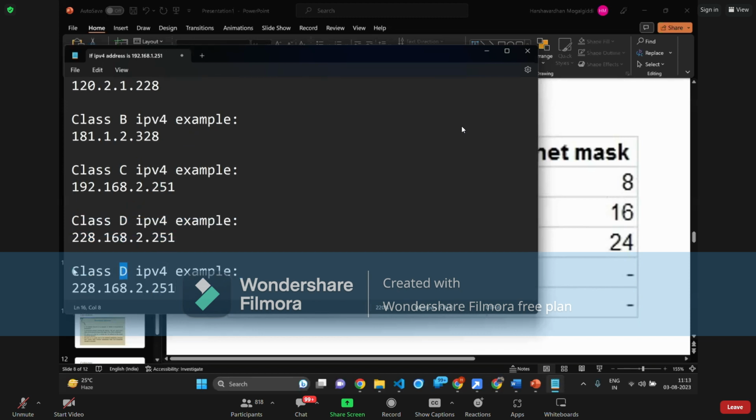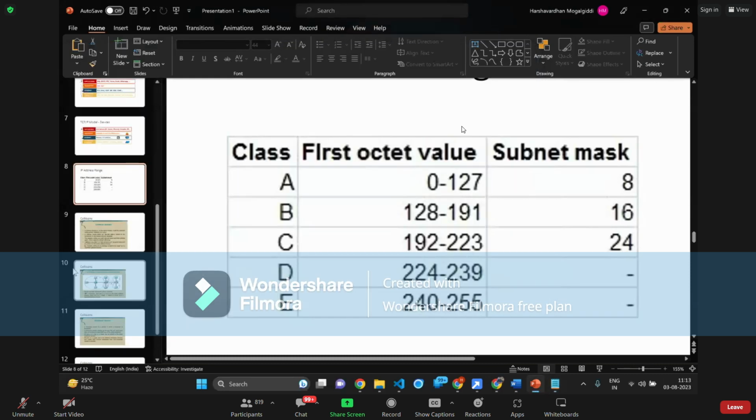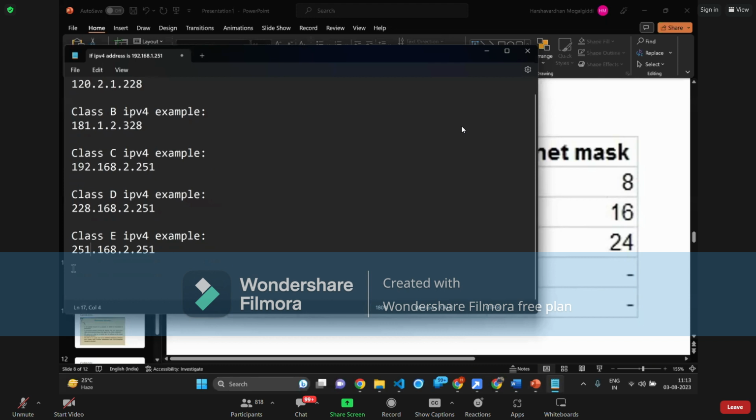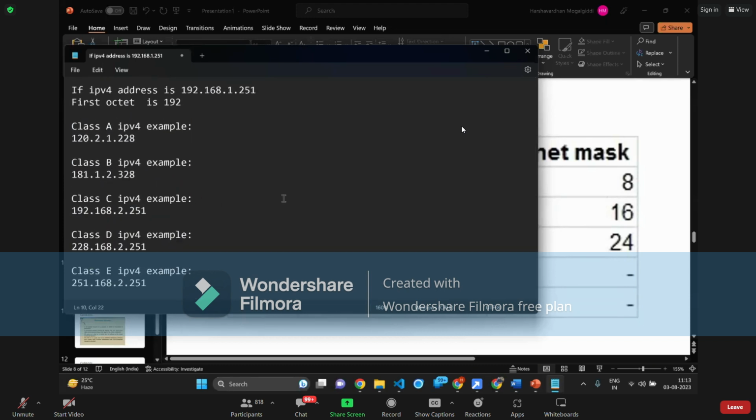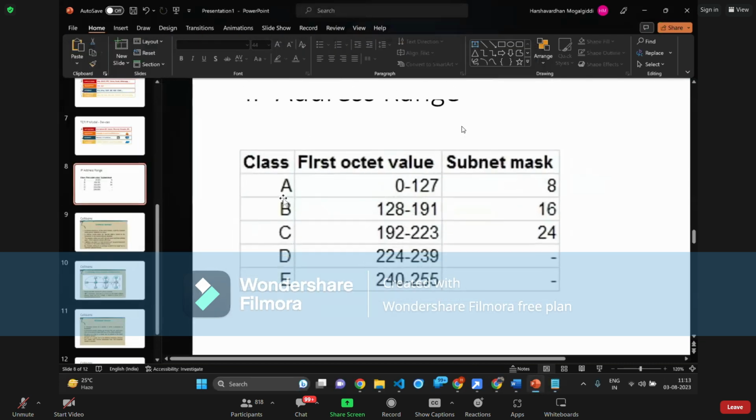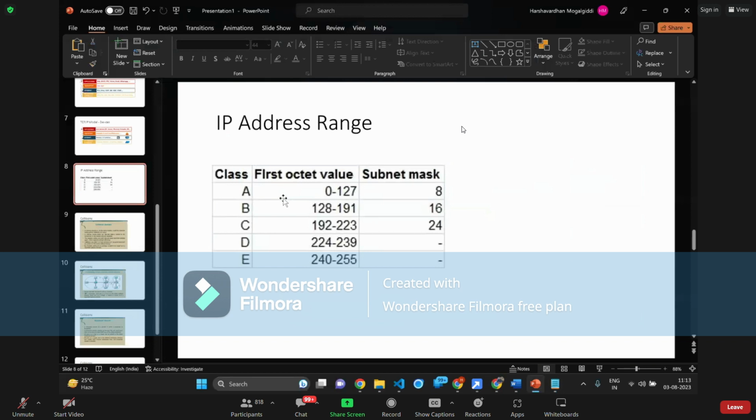Class E is also called an experimental IP address. All the experiments that you see, it generally stands for experimental. So if there is a question that says experimental or something in an IP class, straight off go for class E. So am I clear? Is this understood?